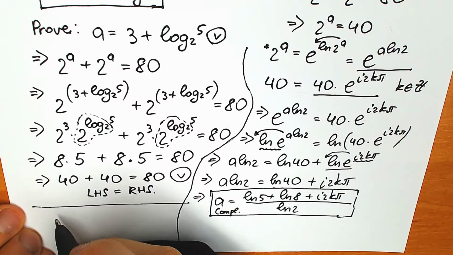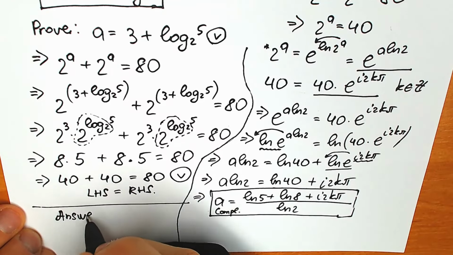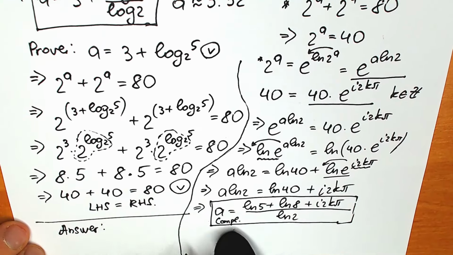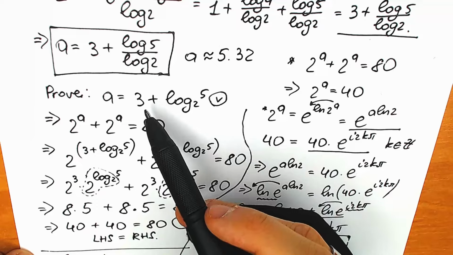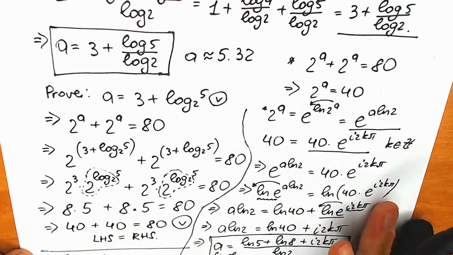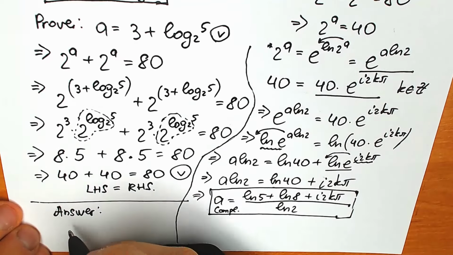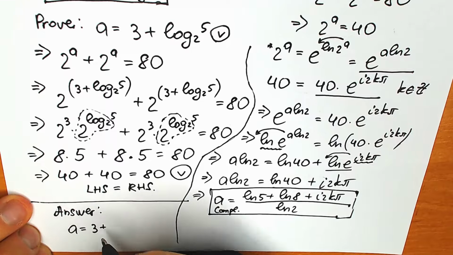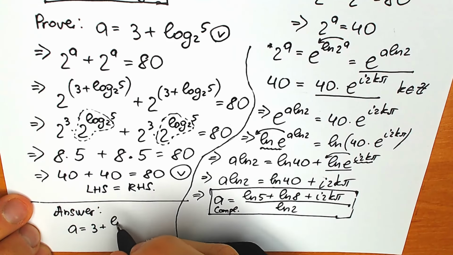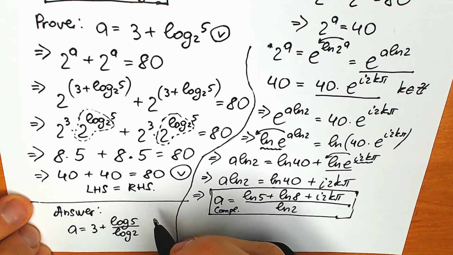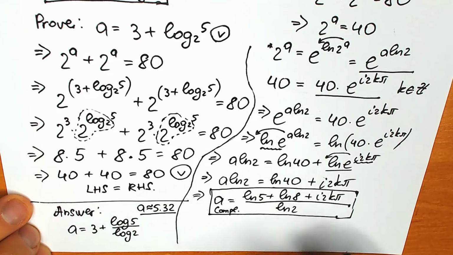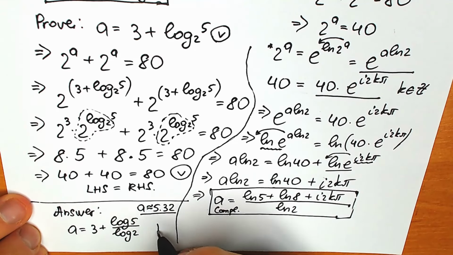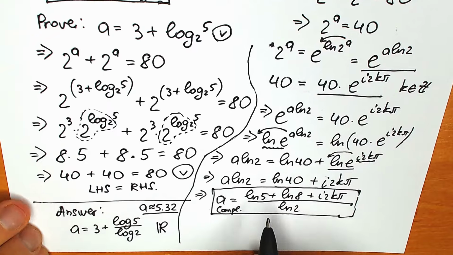Right here on the left side, I'm going to write our final answer. So we had it before, but I'm going to write it once more. So we have our answer. We can easily use both variations, this one or this one. This is up to you. Of course, let's use this one. A lot of students prefer this one. Okay, so we have a equal to 3 plus log 5 over log 2, and of course a approximately equal, maybe someone is interested in this, to 5.32. This is our approximate answer. This is our real number root. This is our complex root. So this is a full solution to this question.